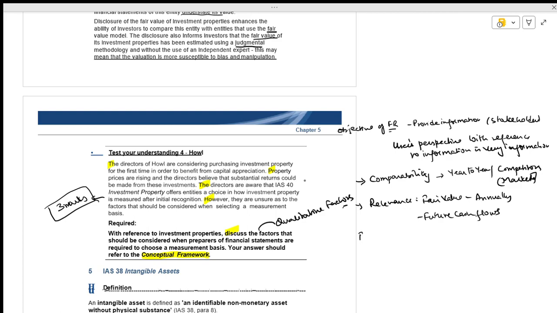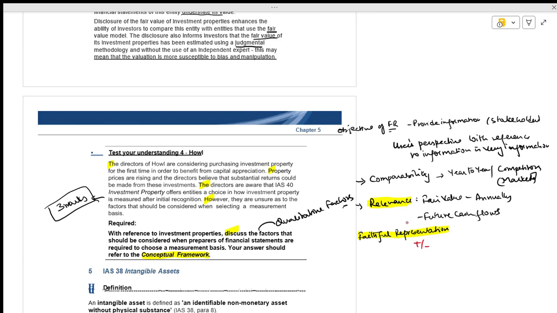Now, what is most important is faithful representation. That's very, very simple, very, very clear. Whenever we are making a submission, it should be very faithful. You should not mislead. When you are making a revaluation of the properties, there will not be 100% accuracy. There will be something plus or minus. Then what do you have to do?